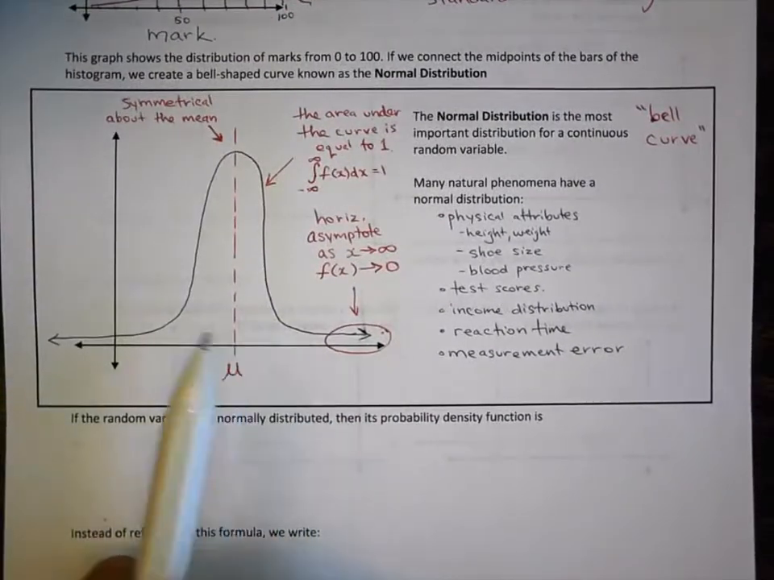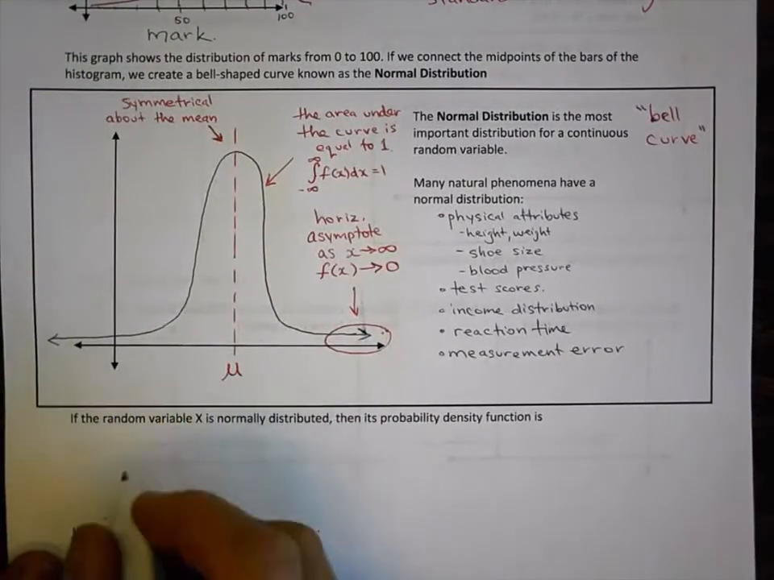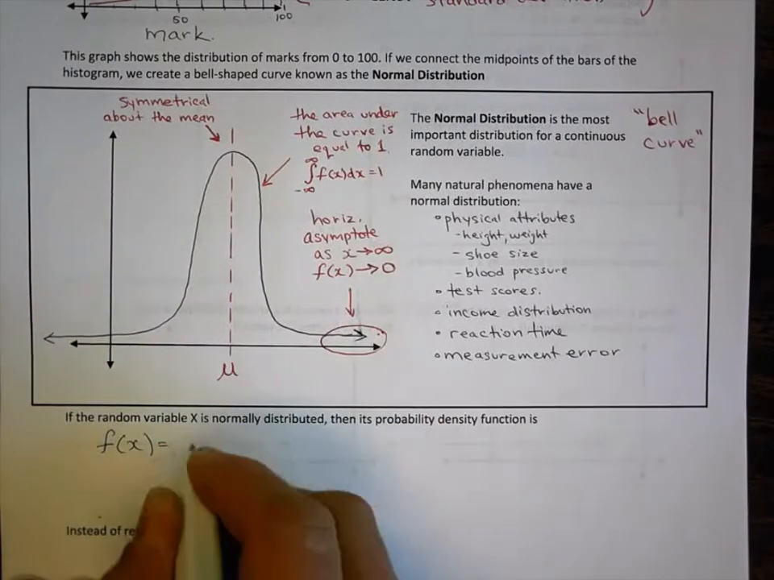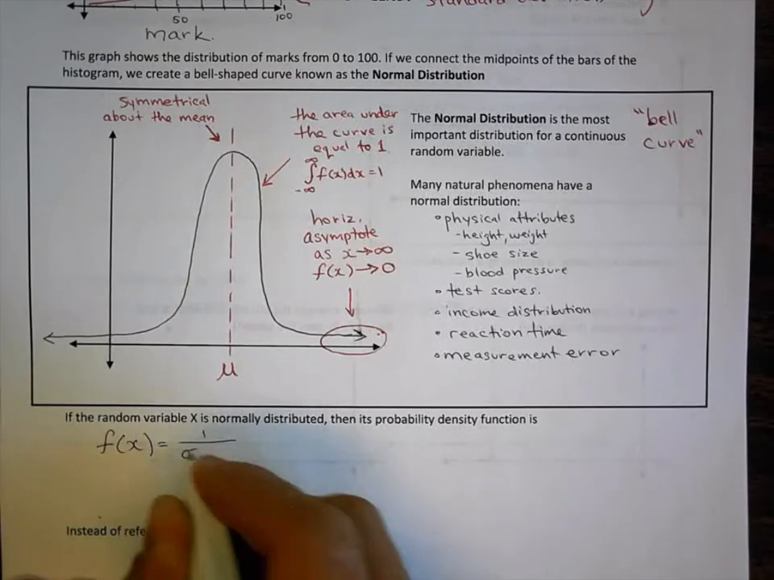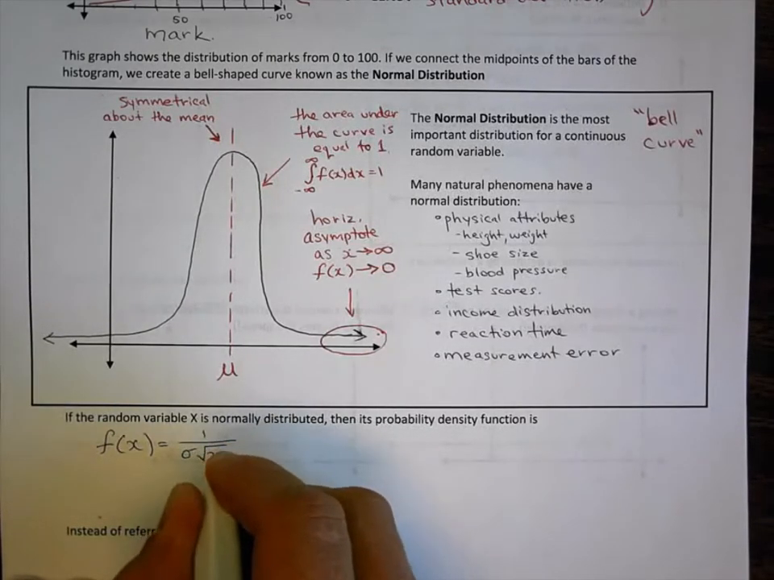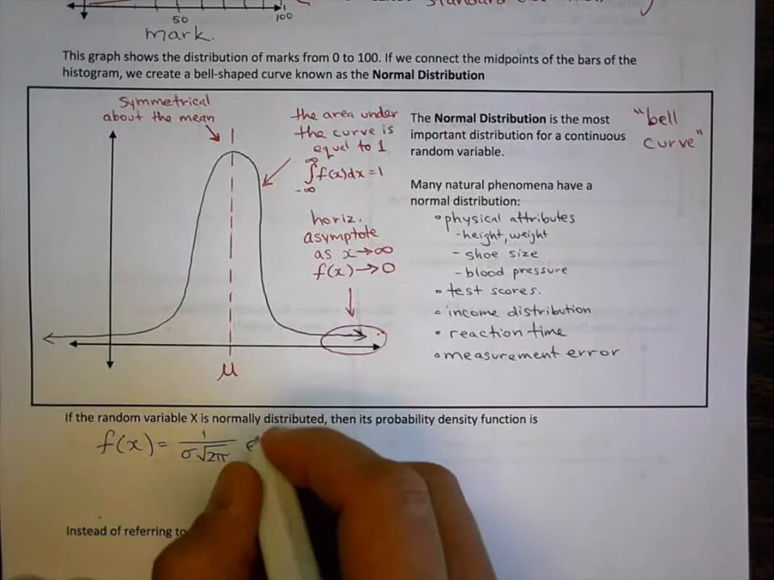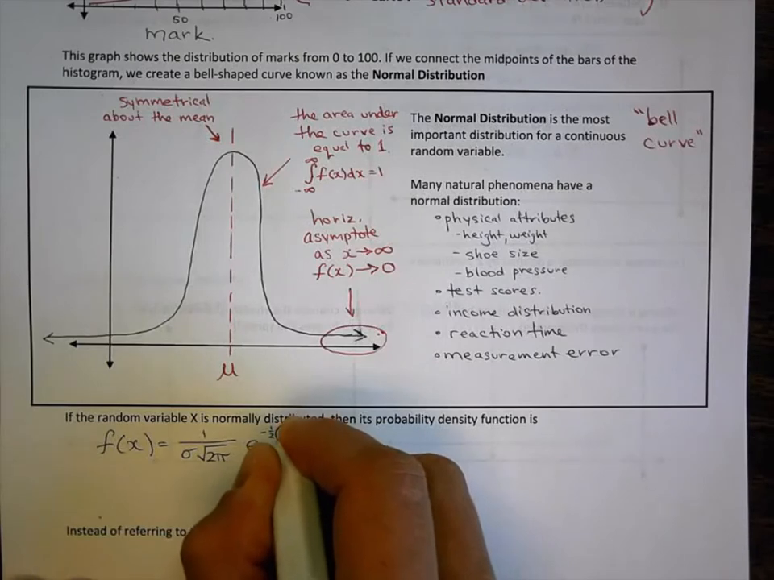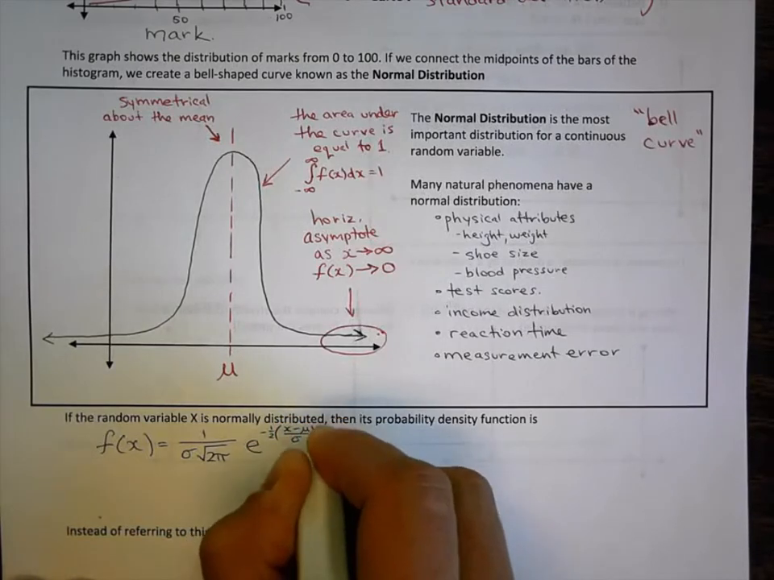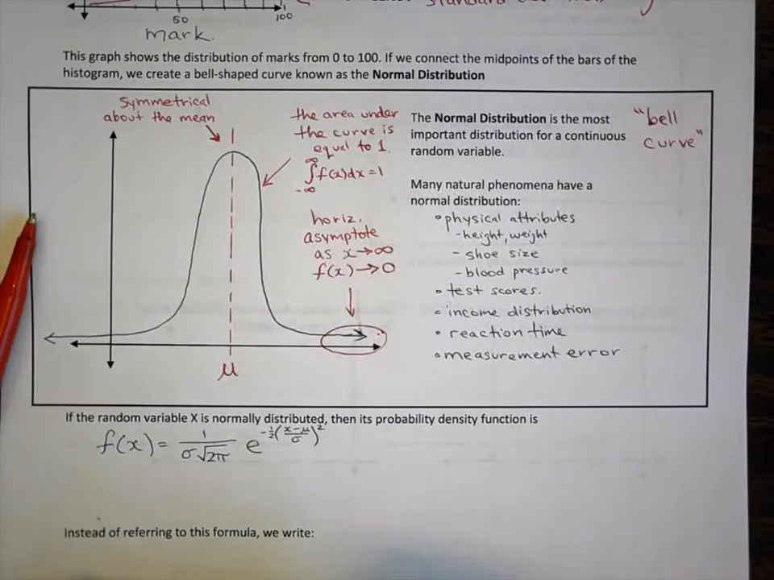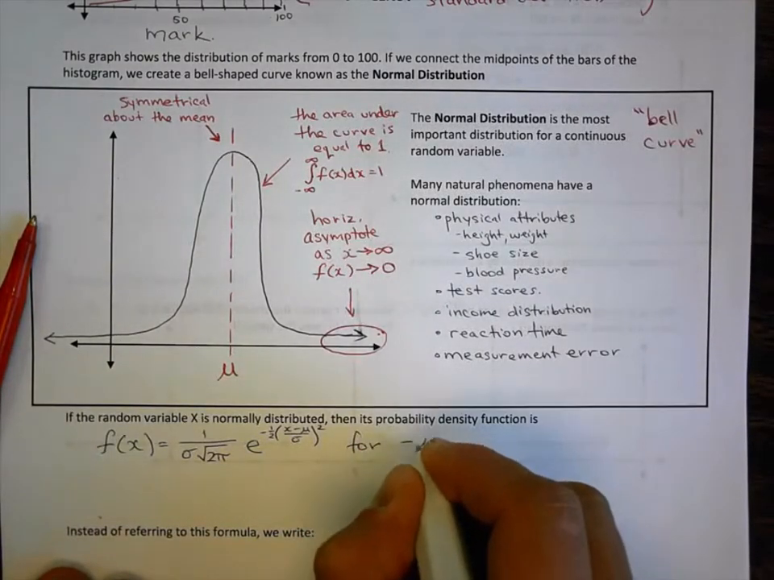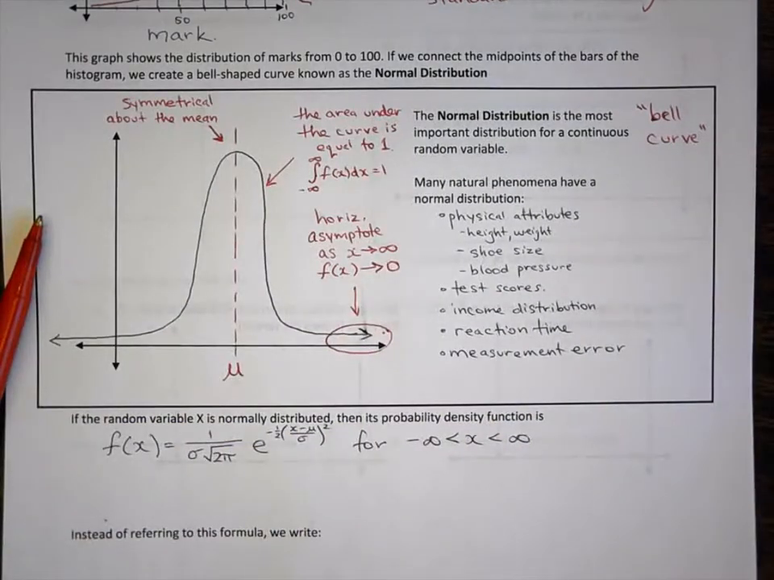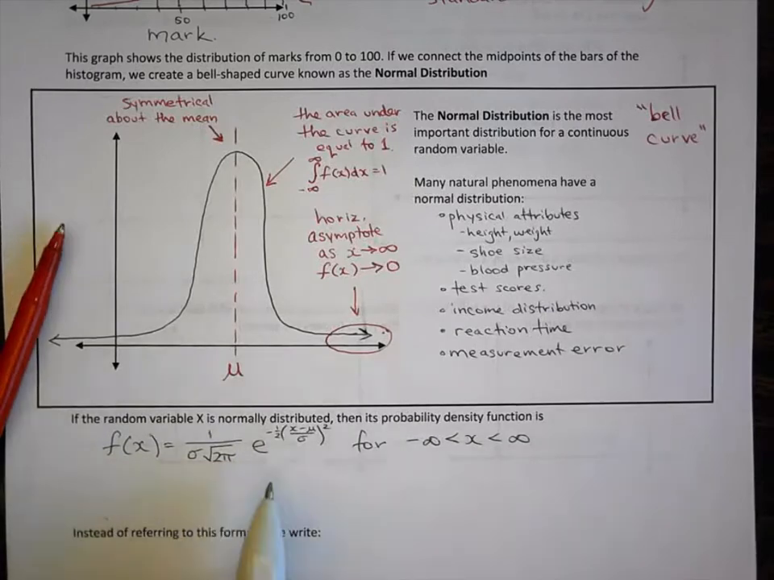Now, do you want to know the formula of this curve? Well, we call this the probability density function, and it is f at x is equal to 1 over sigma root 2 pi, e to the negative half, x minus mu over sigma, squared, for x's between positive and negative infinity. That's easy, right? No, it's not. This is a terrible looking equation, right?